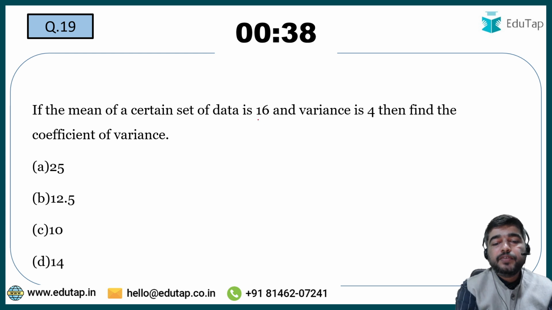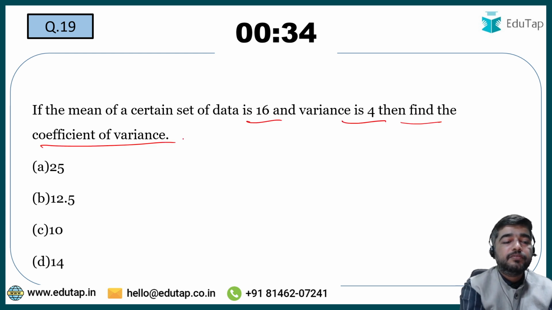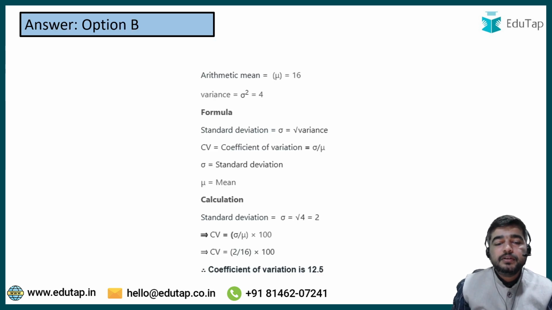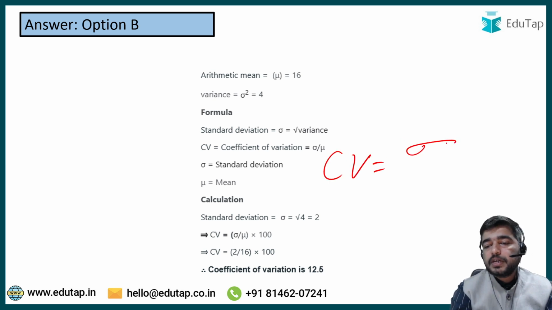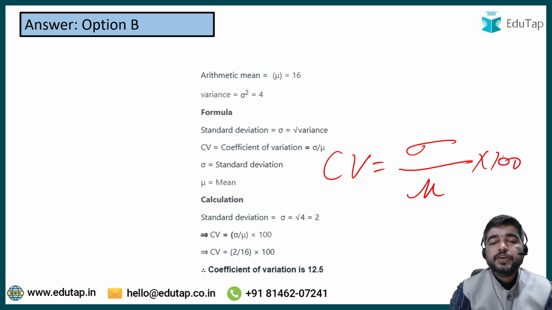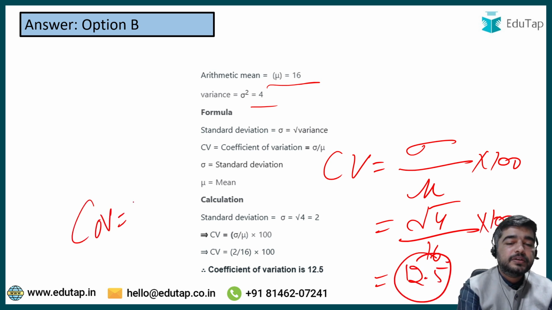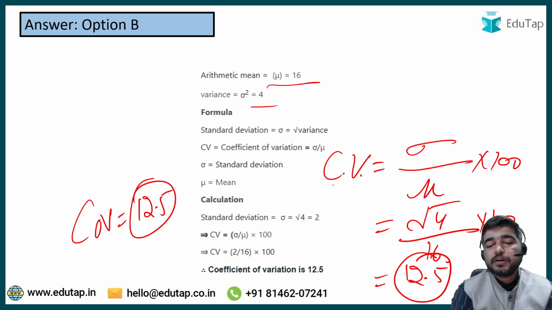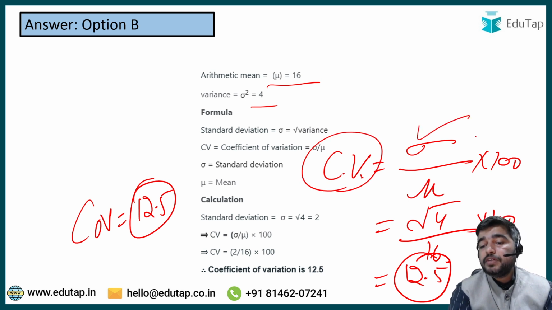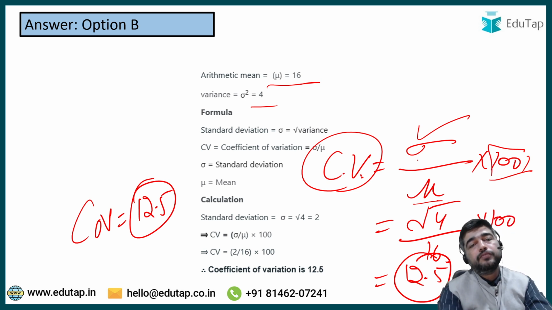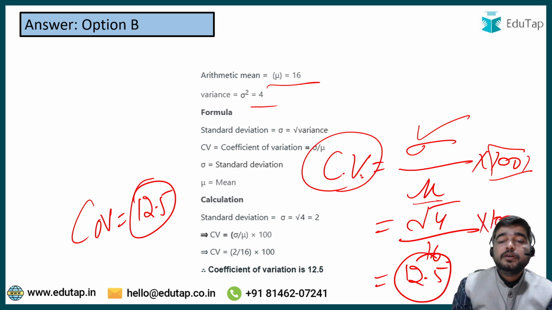If the mean of a certain set of data is 16 and variance is 4, find the coefficient of variation. The coefficient of variation is standard deviation over mean into 100. Variance is given as 4, mean is 16. So square root of 4 by 16 into 100 gives you 12.5. So your coefficient of variation will be 12.5. You have to remember this formula. It is used to check the variability of two data sets which have the same mean.